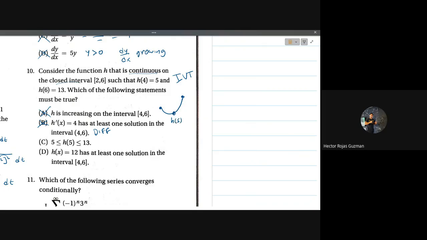Let's pretend that's h of 5. So no, h of 5 is not greater than 5, necessarily. H of 12 has at least one solution. By the intermediate value theorem, yes, it does. Because if you start at 5 and then you end at 13, at some point, no matter what, you're going to hit 12, right? 5, 13. Even if I do this, at some point, you must hit 12 at least once. So it's D.